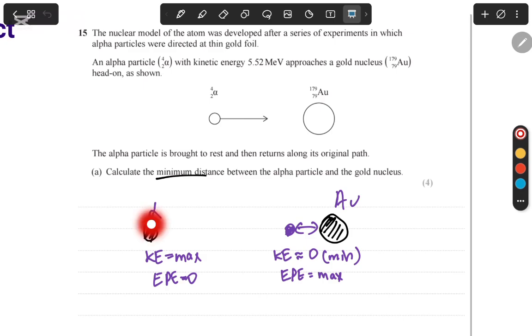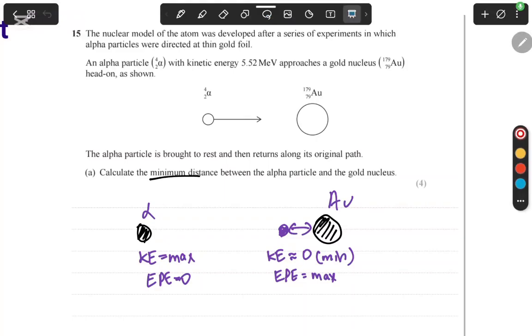So the alpha particle is going to have the maximum kinetic energy and its electric potential energy is going to be 0. Then as it comes closer to the gold nucleus, because they both are positive, the alpha particle has protons and the gold nucleus also has protons, there's going to be repulsion. Because of that, the kinetic energy will start to decrease and the electric potential energy will start to increase. And then at this point, the kinetic energy will be 0 and the electric potential energy will be maximum.